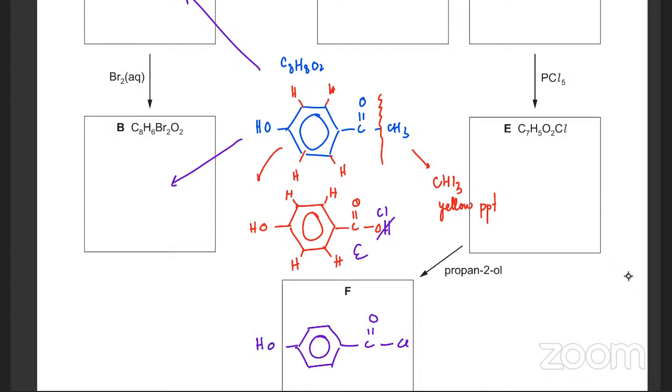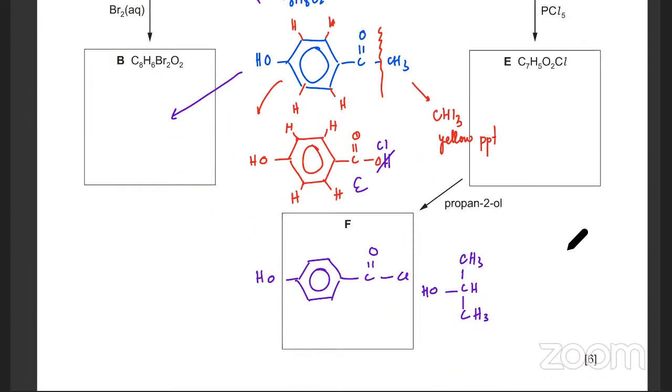And it's reacting with propan-2-ol. Propan-2-ol is that the OH group is in the middle chain or on the middle carbon atom. So what will happen is that the Cl and the H are going to be lost and they're going to form HCl. And the two molecules are going to link up. Remember, acyl chlorides are the ones that form esters.